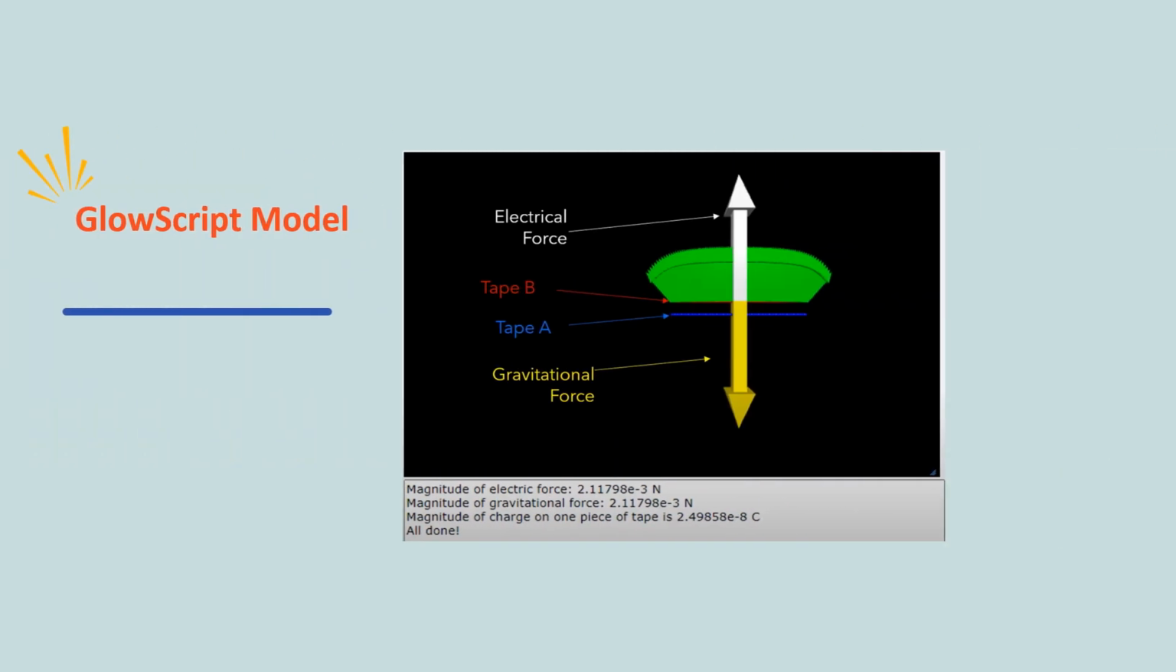Here is the model produced by our GlowScript code. The forces on tape B are displayed. The green arrows indicate the individual electric forces from each small segment of the line of charges model. Notice that these green vectors sum to the net electric force depicted by the white vector.